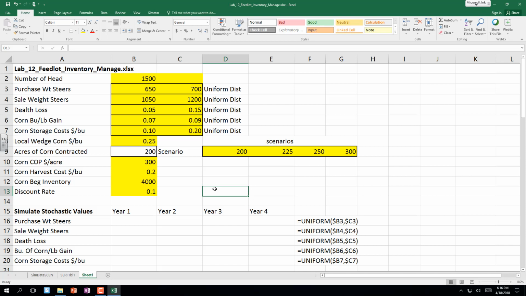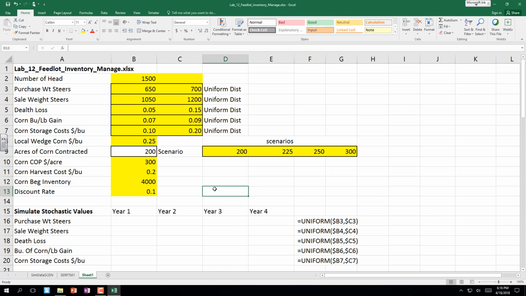Okay, so if we look at this, we've got 1,500 head. That's the only number we know for sure. Purchase weight 650 to 700. Sell weight 1050 to 1200. We overfed them a little bit. Death loss 5 to 15%, depending on whether you're feeding in the spring, fall, or winter. Corn bushels per pound of gain 0.07 to 0.09. That's not a bad range.